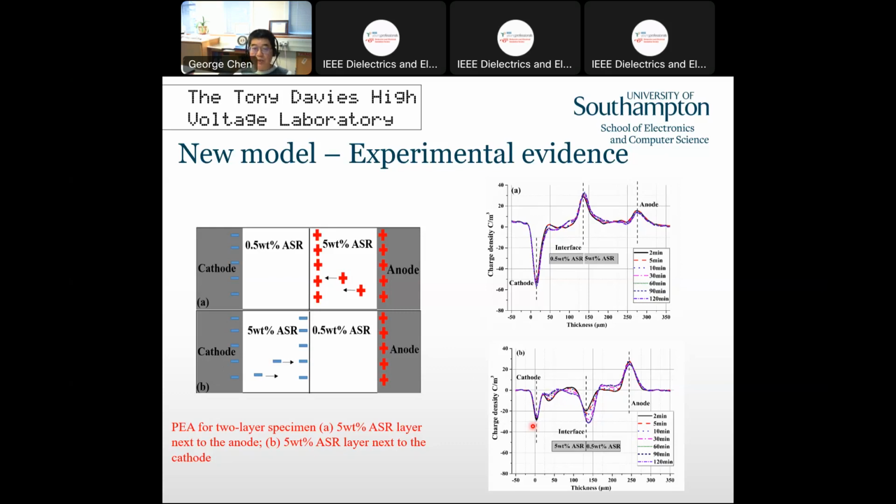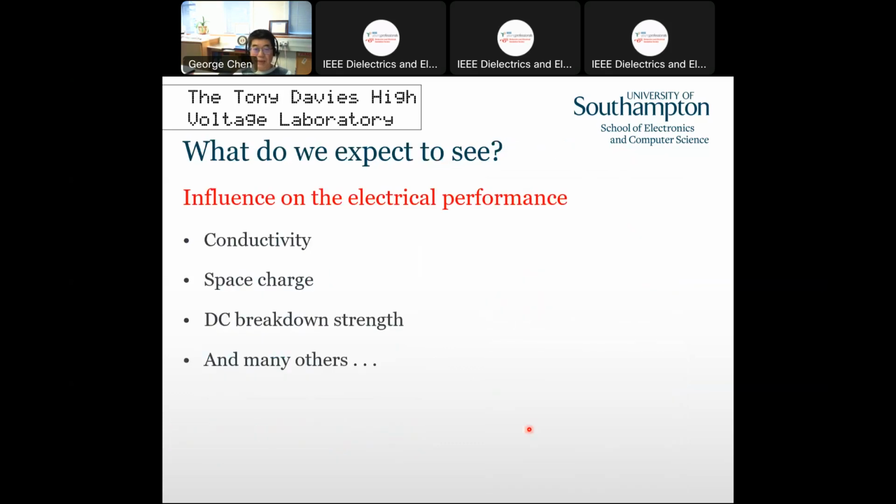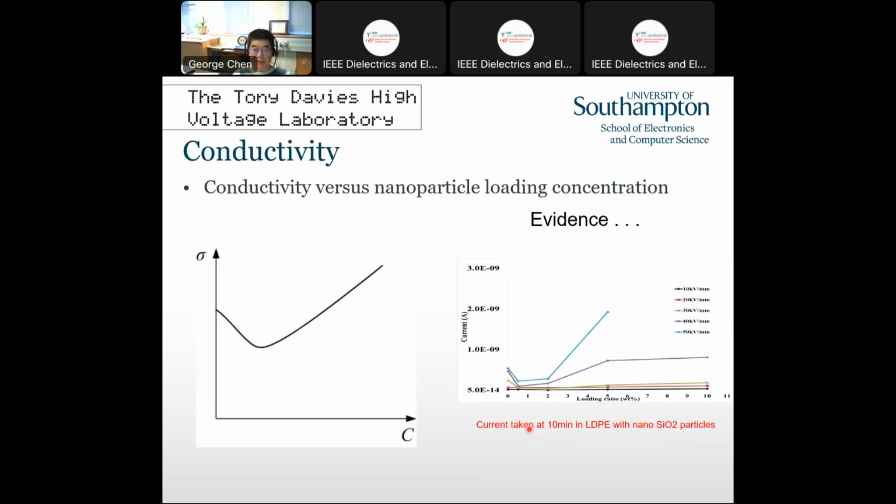Once we have this model, we look at how it affects the electrical performance of the nano-dielectric material. We mainly focus on the conductivity, space charge and the DC breakdown fields. Let's look at the conductivity first. We look at how the concentration has an effect on the change of the conductivity. Based on the model, we expect this type of behavior.